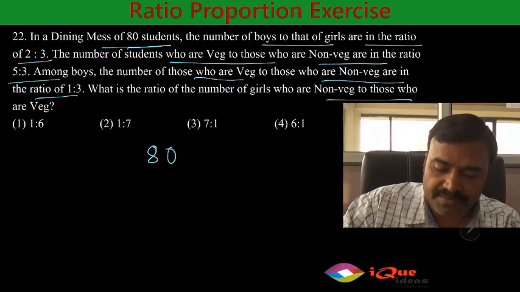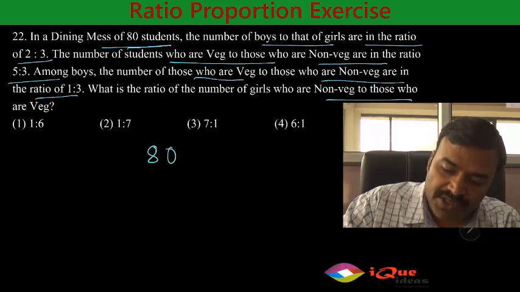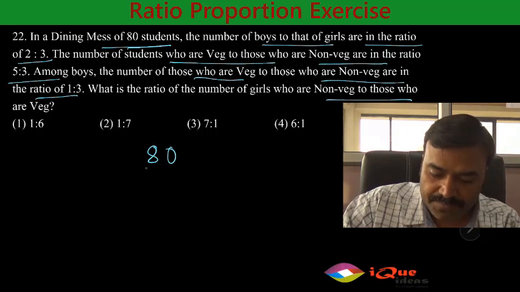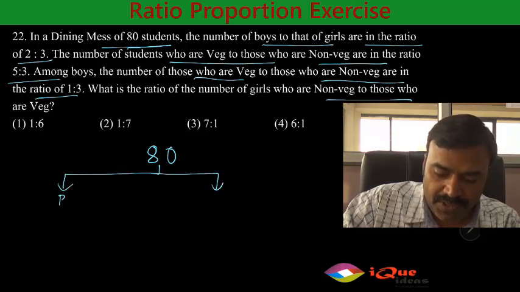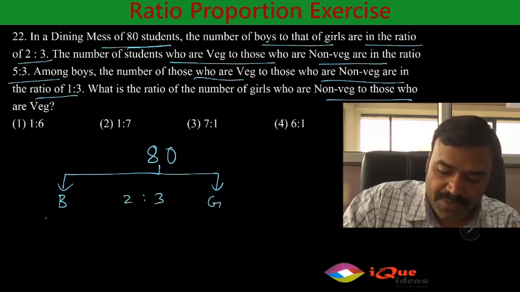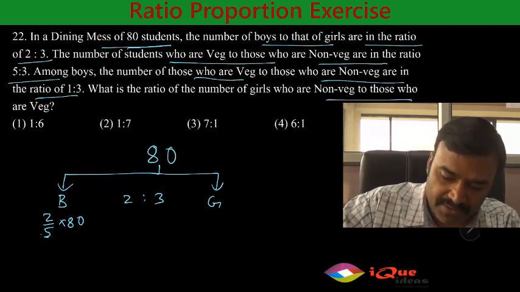So let's divide. Total 80. The boys to girls are in the ratio 2 is to 3. So first let's do this division. So boy to girl, the ratio is 2 is to 3. So boys will be 2 by 5 into 80. So divide, in fact, let me simply divide like this.